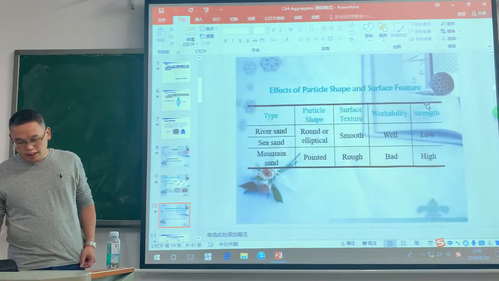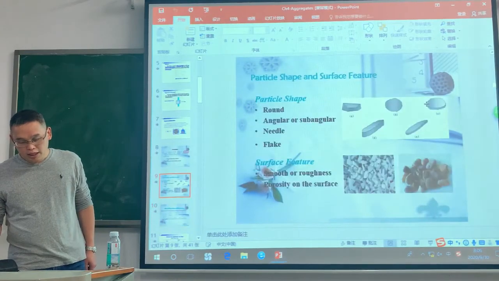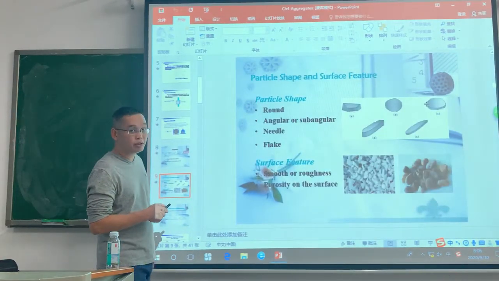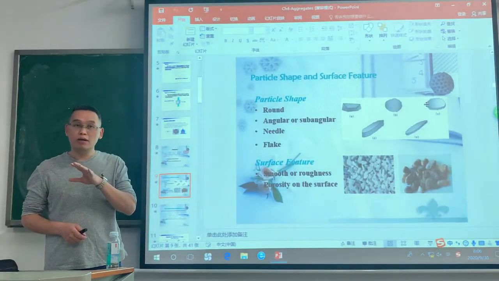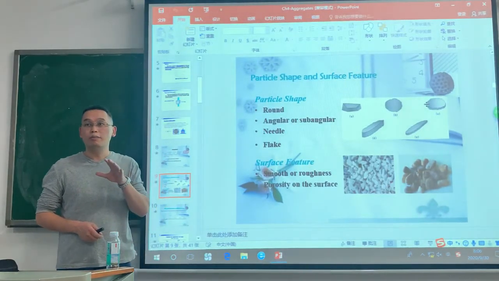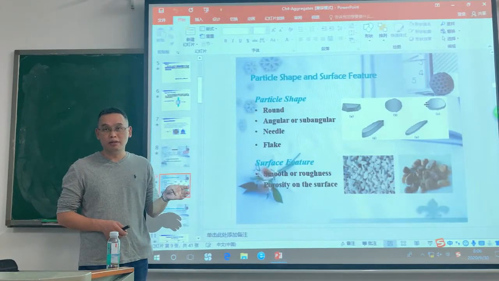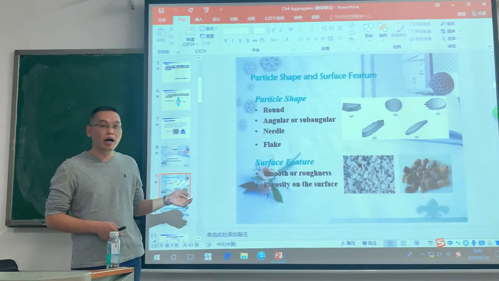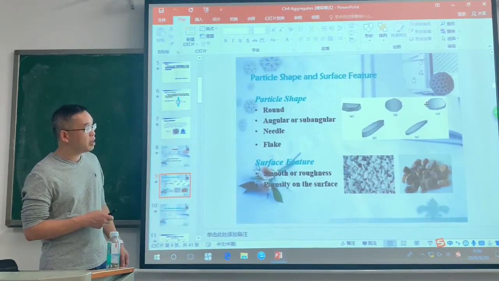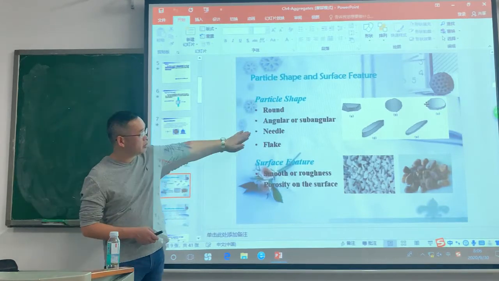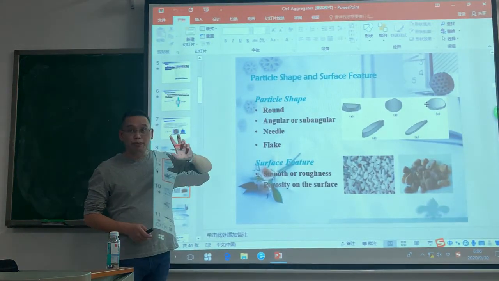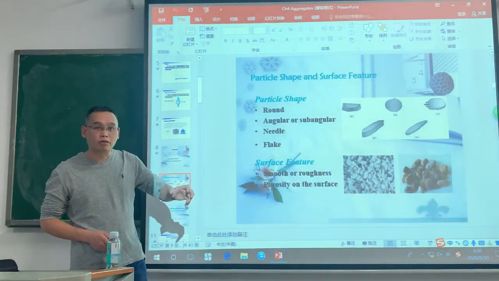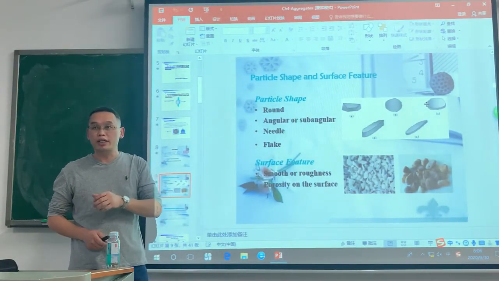And then the soundness, and particle shape and surface feature. There are four kinds of particle shapes. The first one is round. The second one is angular or subangular. And then the needle and flake. The needle and flake shape of the aggregate is harmful for the concrete.